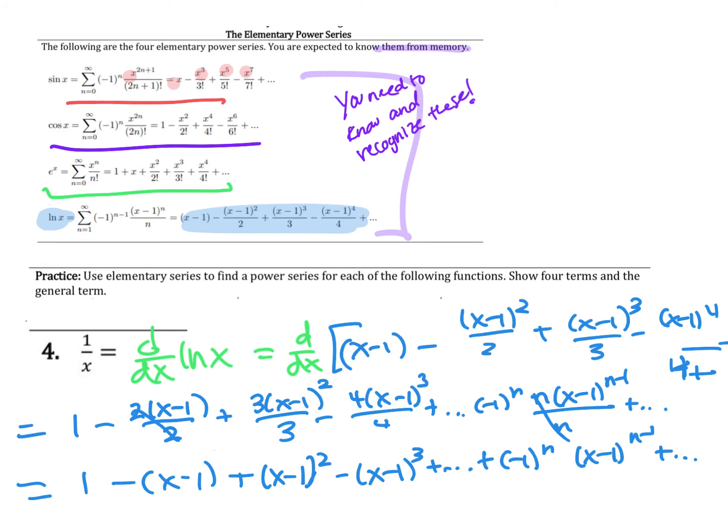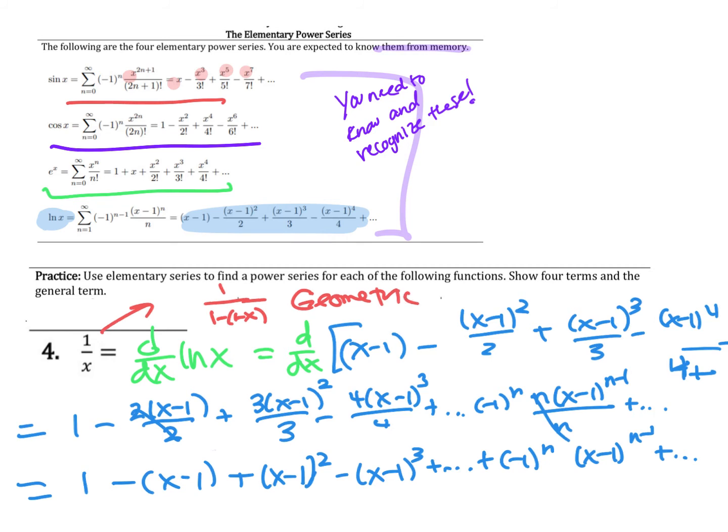The other thing I want to point out about this problem, and we were told in the directions here to use an elementary series, but this could also be represented as a geometric series, 1 over 1 minus, if I wanted to make that 0, 1 minus x, and then you could use what you know about a geometric power series to write that one out.